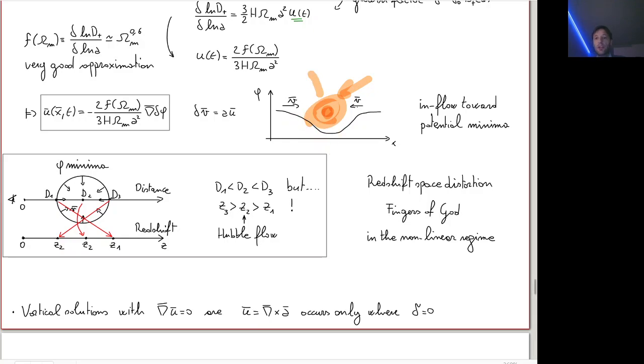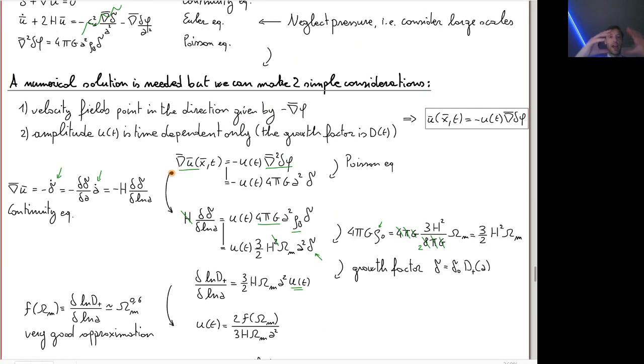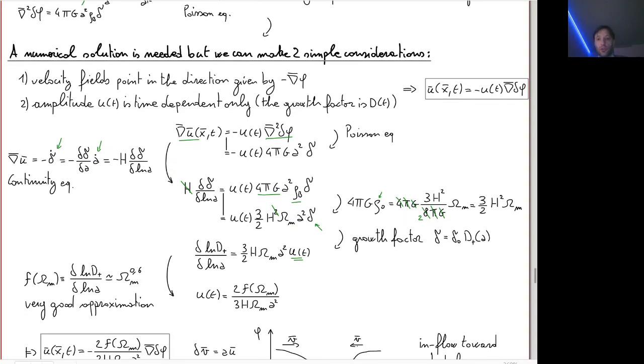Then we are going to assume that the amplitude of this velocity scales with a certain function u of t that we need to quantify. And that's it. So you see, very simple, very clean physical motivation. An overdense region is pulling material along the gradient of the gravitational potential, which is what? The force. Right. So let's do that.